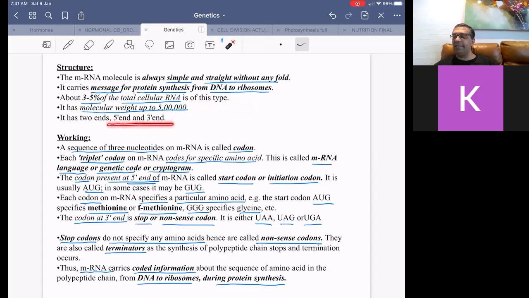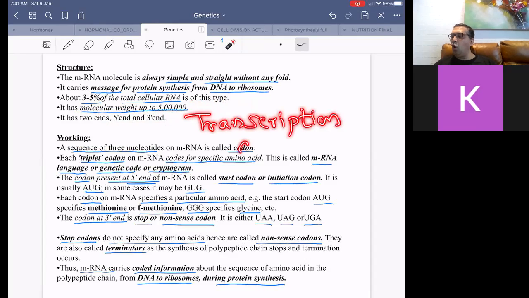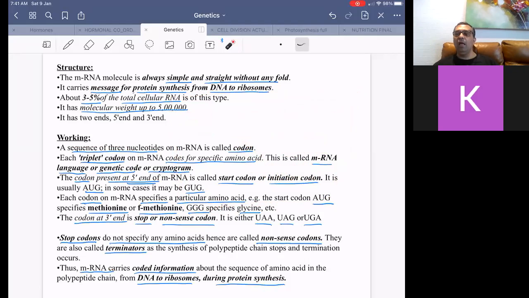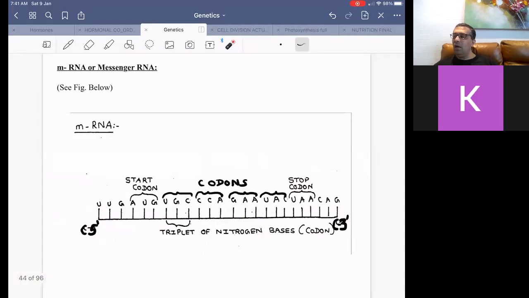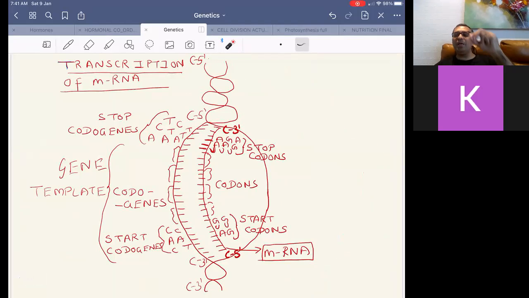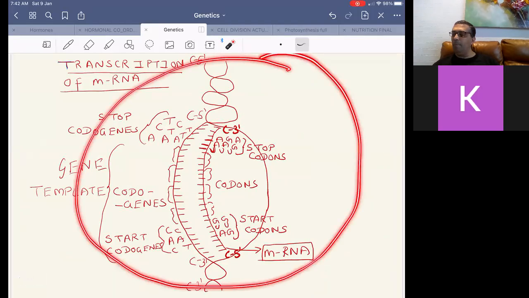It has two ends, C5 end and C3 end. It is made in the nucleus by a process called transcription of the DNA. So let us see what is transcription. Sir, suppose I pick up a cell, say a beta cell of islets of Langerhans of pancreas. This is the beta cell of islets of Langerhans of pancreas.